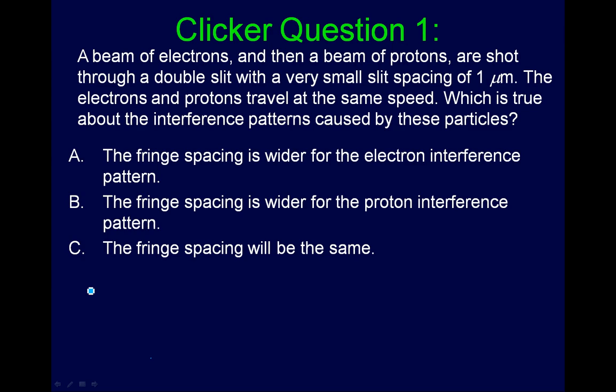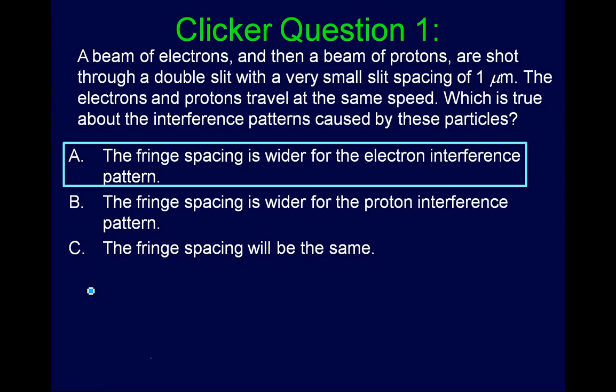And so here's a clicker question. A beam of electrons and then a beam of protons are shot through a double slit with a very small slit spacing. The electrons and protons travel at the same speed. Which is true about the interference patterns caused by these particles? So maybe go ahead and pause here and think about this one, and we'll talk about it.